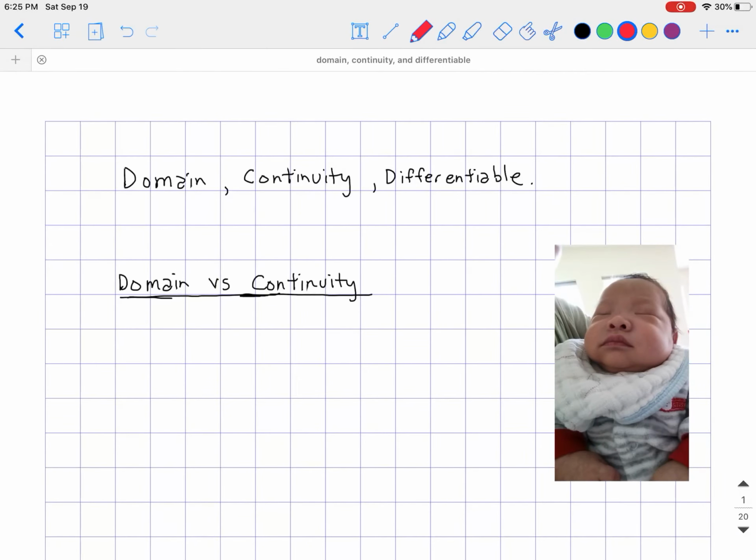Hello everybody, today in calculus we're going to do a quick tutorial, or more of a patch, on the following topics right here: domains, continuity, and also differentiability.